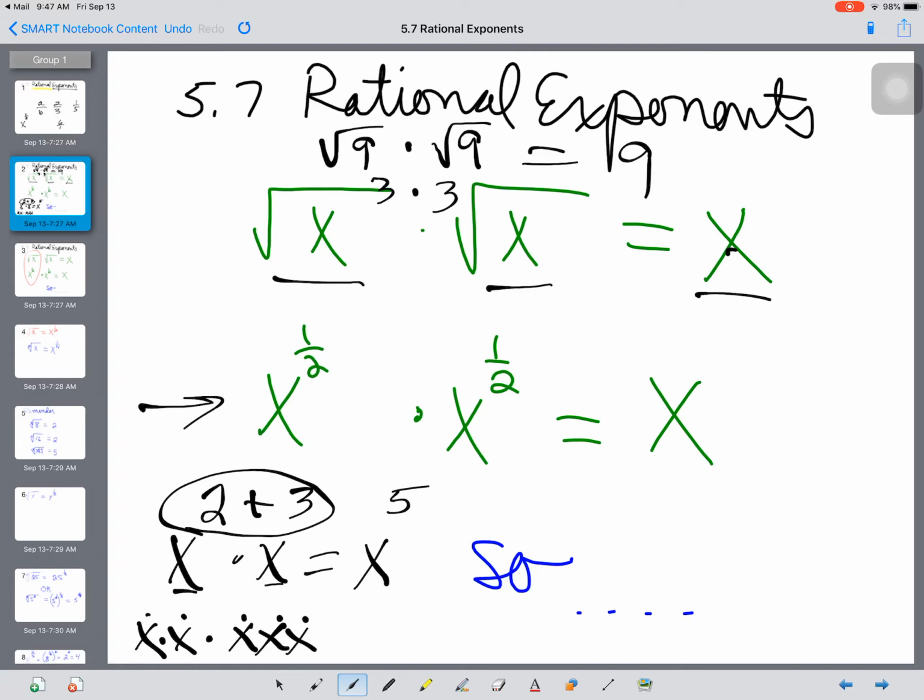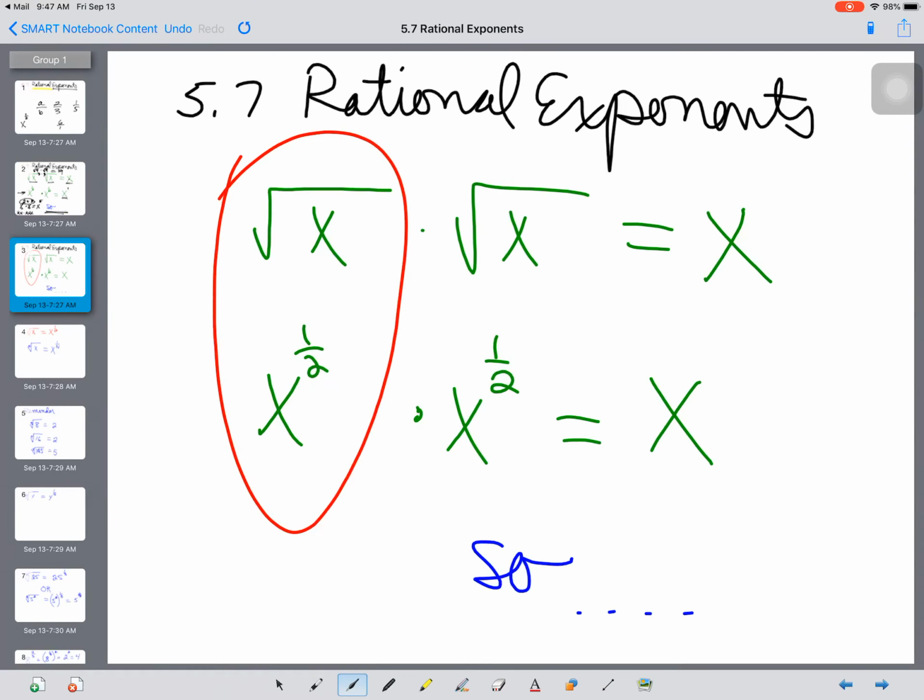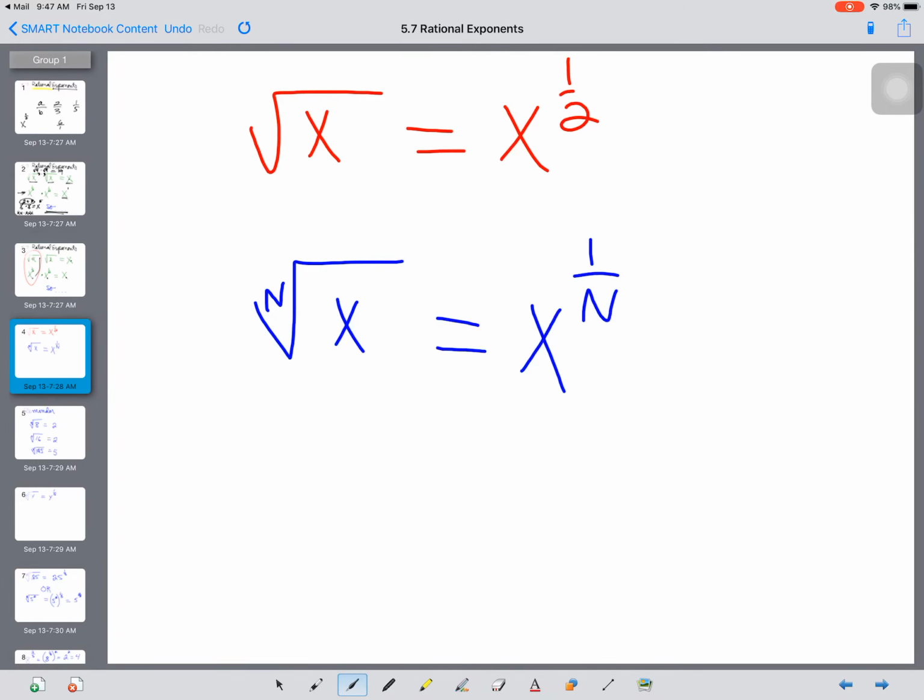So in this case, look what happens. X to the 1/2 times x to the 1/2. Well, add 1/2 and 1/2 and you get 1. So x to the 1/2 times x to the 1/2 also equals x. So does it make sense then that these two things are the same thing? If these two things add up to x and these two things add up to x, maybe these two things are the exact same thing. And as it turns out, that's the definition. Square root of x is equal to x to the 1/2 power.